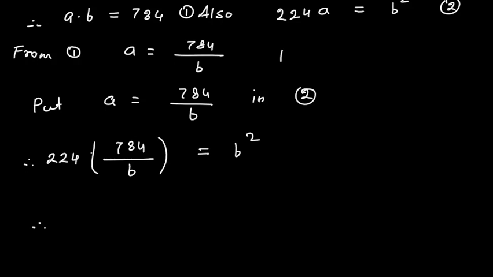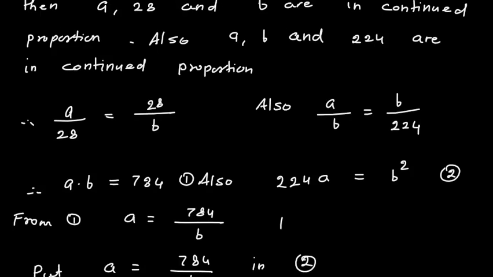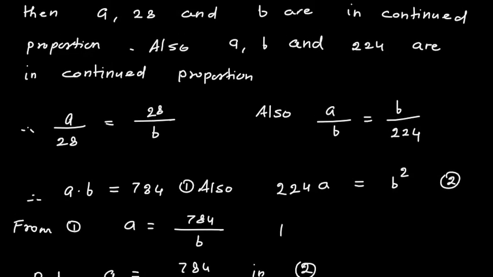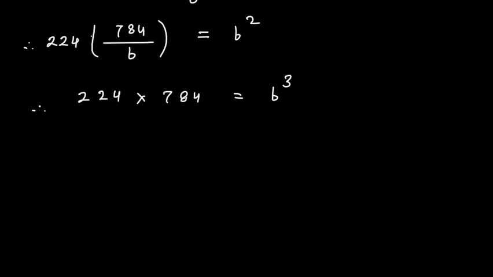So therefore this 224 multiplied by this 784 is equal to b cube. Here we have the cube of a number and here we have the product of two numbers. So instead of taking the product, what we do is factorize it. We find out what different factors we have.